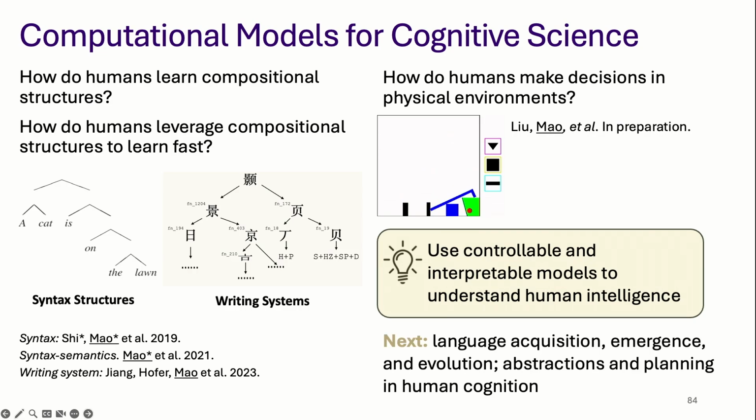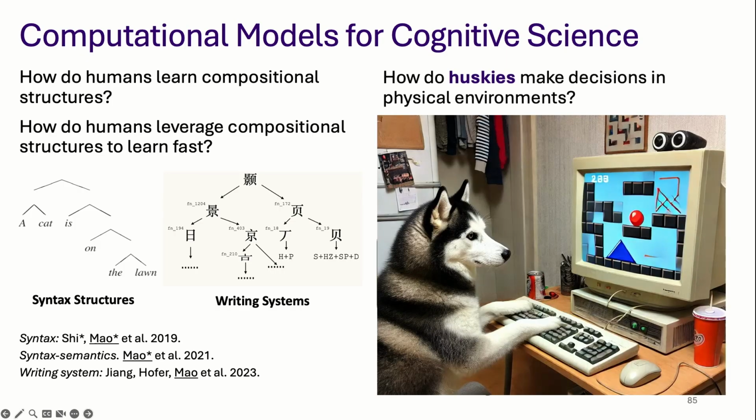And then moving forward, I'm very excited about these kinds of approaches in understanding human language acquisition, language emergence and evolution, and also abstraction and planning in human cognition. So if I have the right amount of resources, I'm also interested in understanding, for example, how huskies can make decisions in these kinds of physical environments for sure.